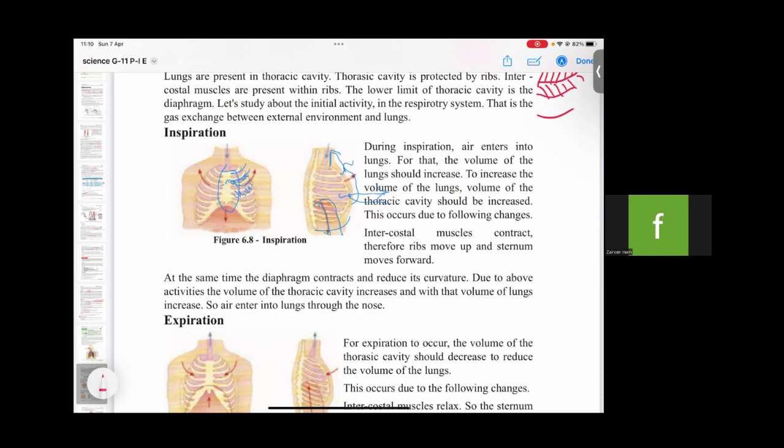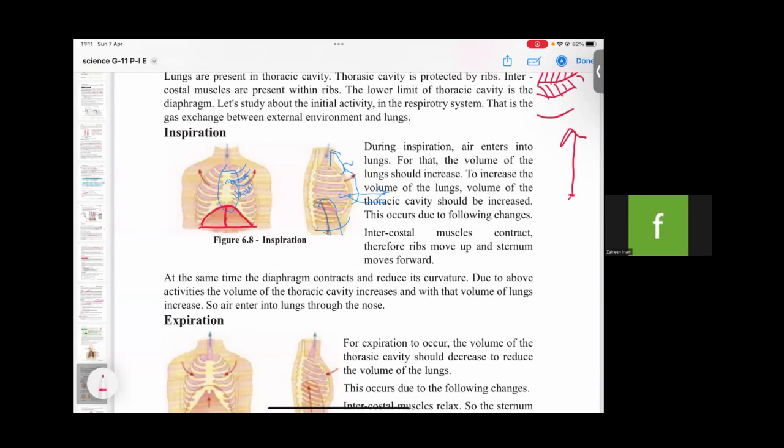This occurs due to some changes. What happens is the intercostal muscle will contract. When it contracts, the rib will move up, and the sternum moves up in the sense like this way, up. And the sternum will move forward, meaning out of this board. At the same time, the diaphragm will contract, and it will reduce its curvature because it was already like this. When it comes down, it will become like this.